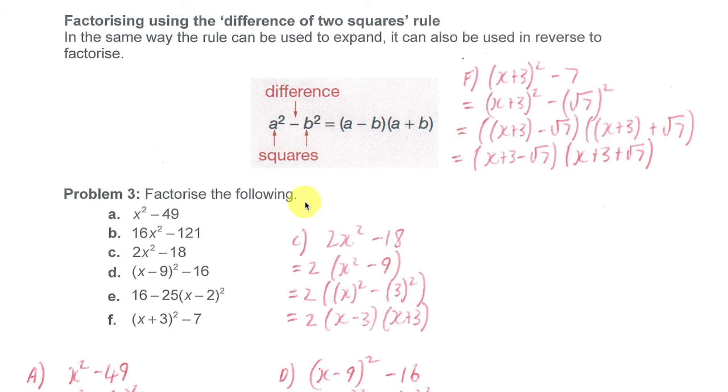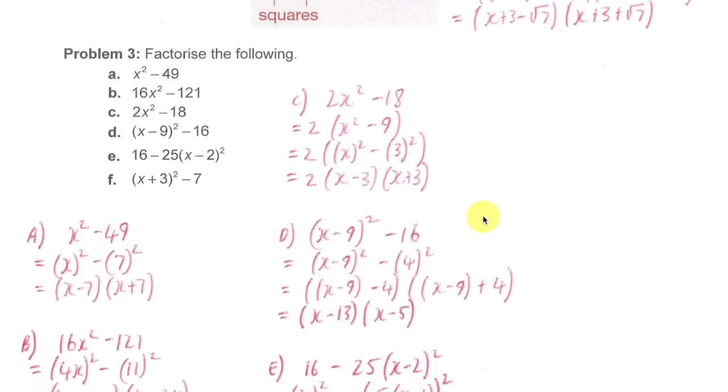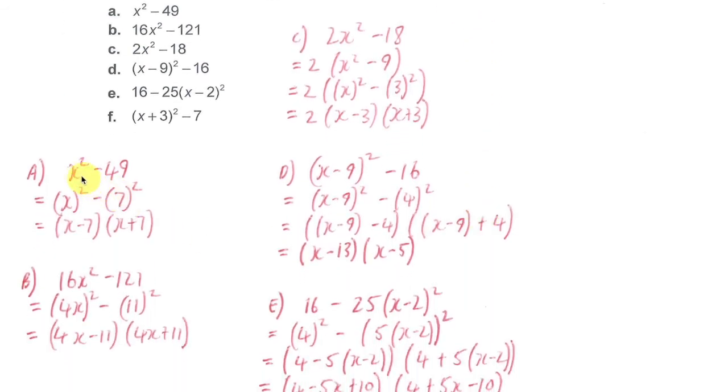Now the difference of two squares, something squared minus something else squared, we can rewrite it like this. So a squared minus b squared is a minus b multiplied by the bracket a plus b. So I recognise the x as being a, and this 49 I can rewrite as being 7 squared. So I have it in the format a squared minus b squared. So it becomes x minus 7, x plus 7.